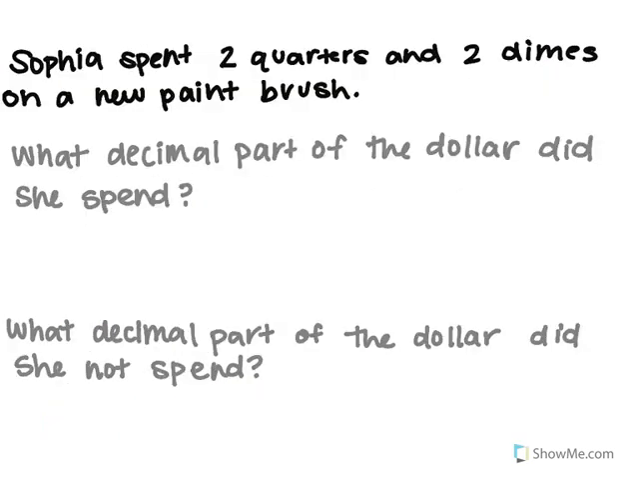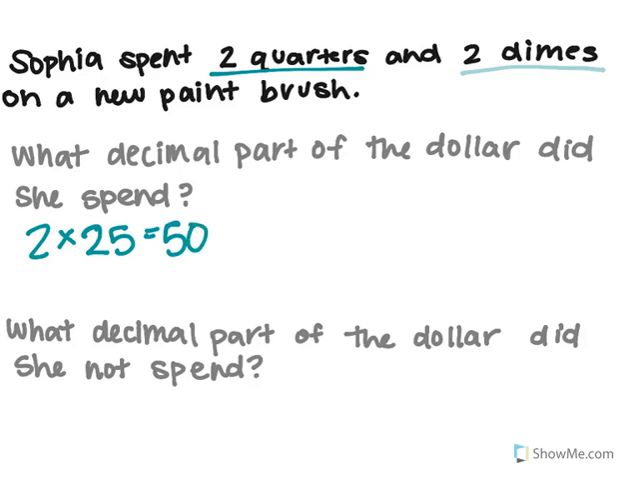Okay? Sophia spent 2 quarters and 2 dimes on a new paintbrush. What decimal part of the dollar did she spend? Well, she spent 2 quarters and 2 dimes. How much is each quarter worth? It's worth 25. So 2 times 25 would give me 50 cents. Okay? 2 dimes would give me 20 cents.